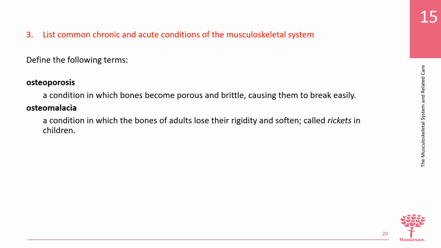All right, let's take a look now at some of those bone deteriorating disorders. We just took a look at the inflammatory disorders. Let's look at some of those disorders that cause deterioration of the bone. And so osteoporosis is a condition in which bones become porous and brittle. Remember, we talked about the changes of our bones over the lifespan. The bones become more brittle, causing them to break easily.